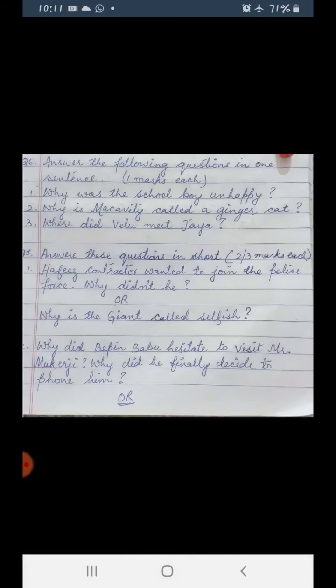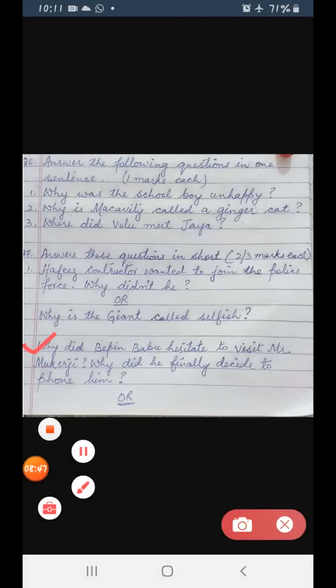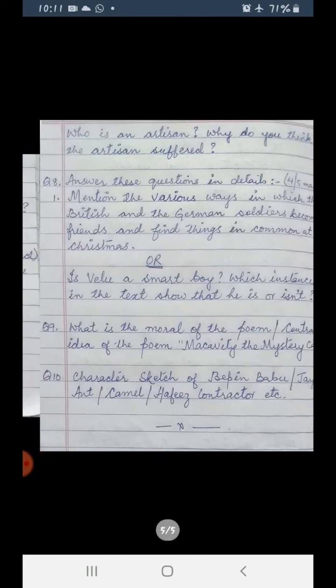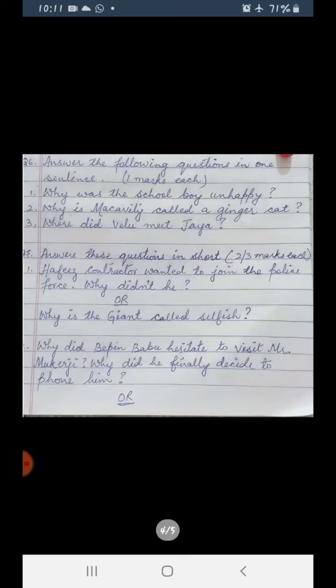Clear? Similarly, even in question number 2, why did Bipin Babu hesitate to visit Mr. Mukherjee? Why did he finally decide to phone him? Either you can write this or you can write this: who is an artisan? Why do you think the artisan suffered? So you can write any one. Fine? It totally depends on your choice. The marks are the same. It carries 2 or 3 marks each.